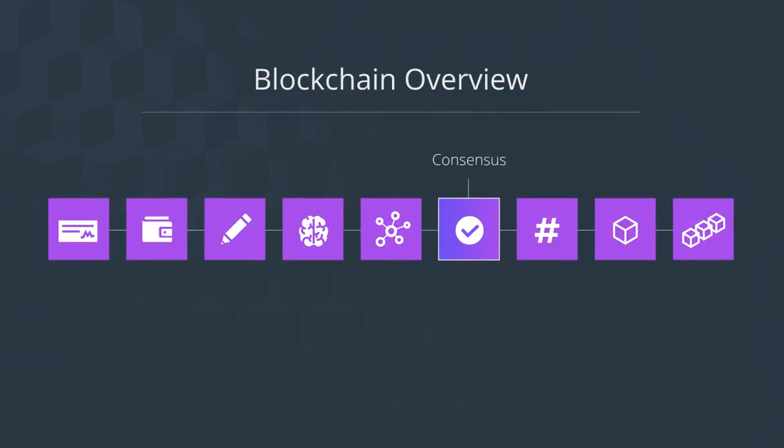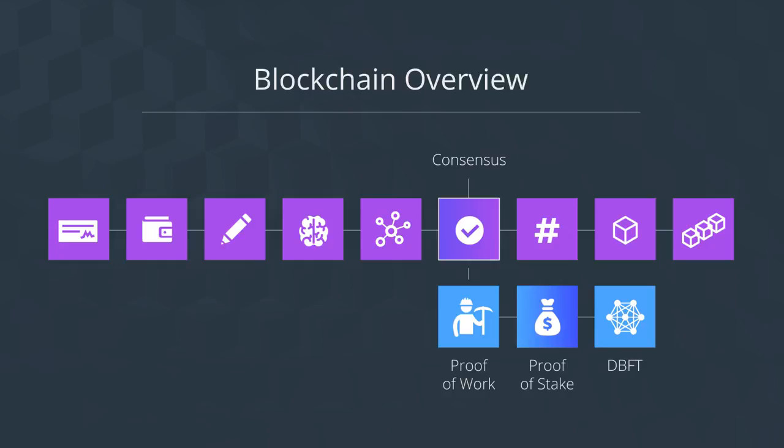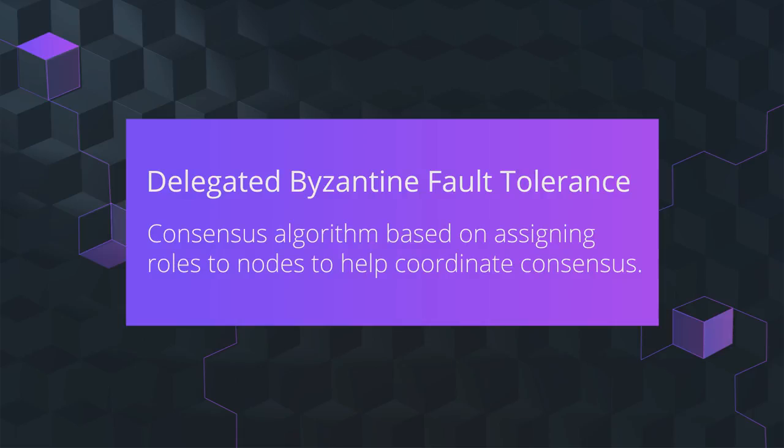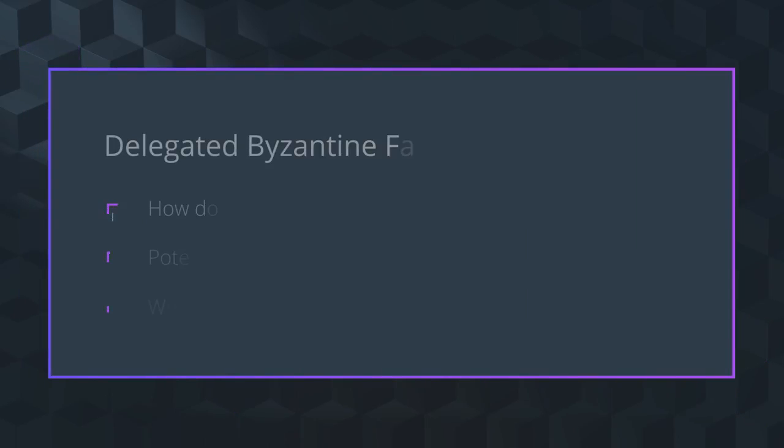In this video, we'll cover another consensus algorithm, what's known as the Delegated Byzantine fault tolerance. We'll discuss how it works, potential challenges with it, and who's using it. The Delegated Byzantine fault tolerance, or DBFT, is a consensus algorithm based on assigning roles to different nodes to coordinate consensus. Now, how does the Byzantine fault tolerance work?